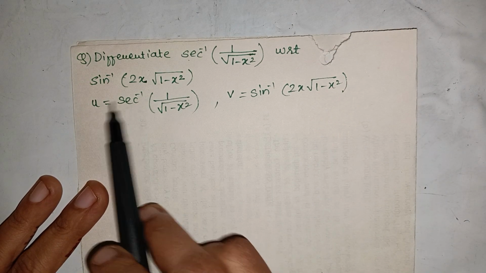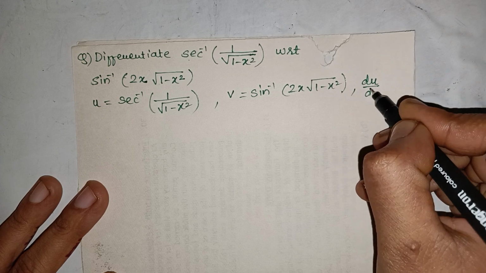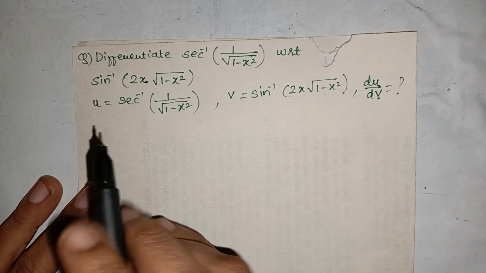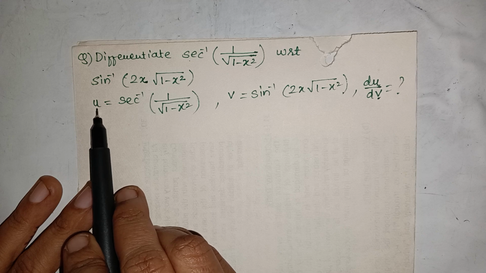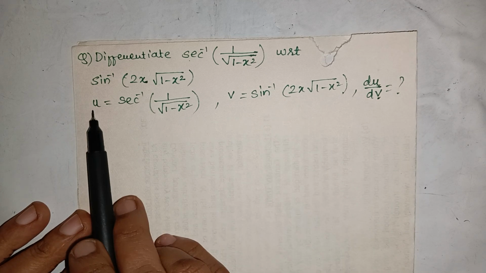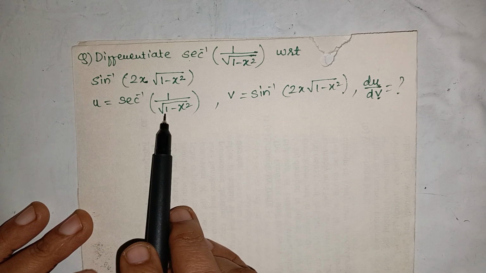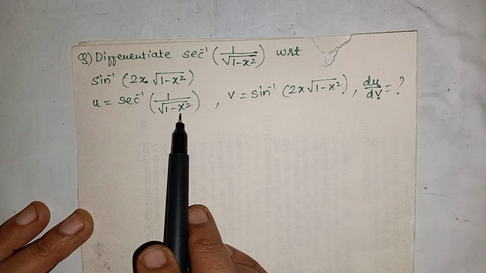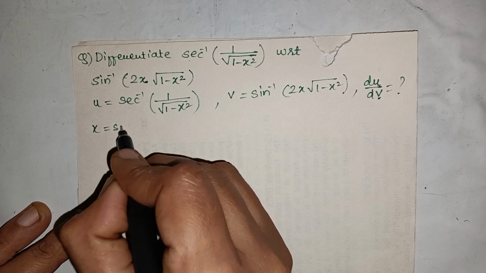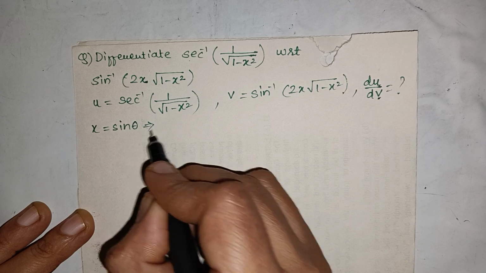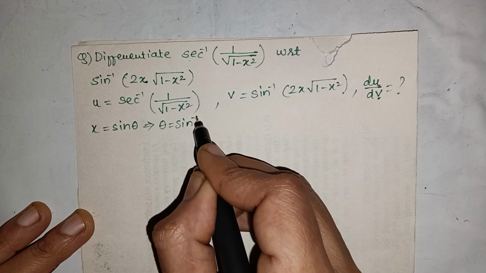We have to find du by dv, that is, we are differentiating u with respect to v. So first you have to find the derivative of u with respect to x, du by dx. This is kind of a parametric function. If you look at this term, this is a derivative of sine inverse of x, so we substitute x as sine theta. So theta is sine inverse of x.